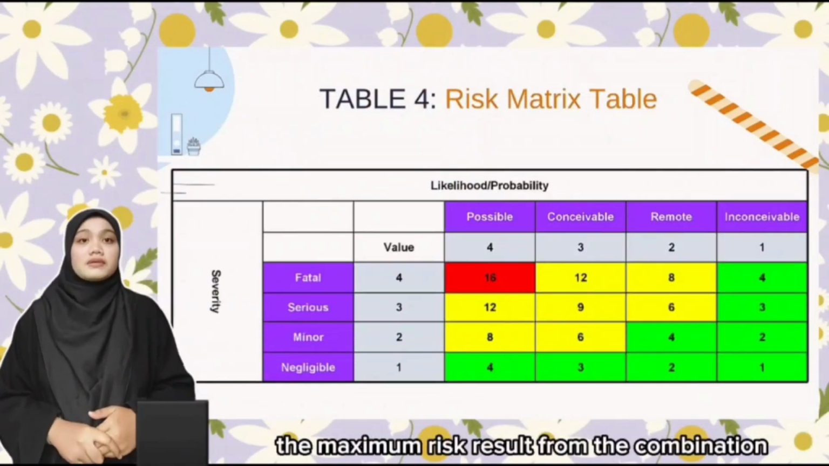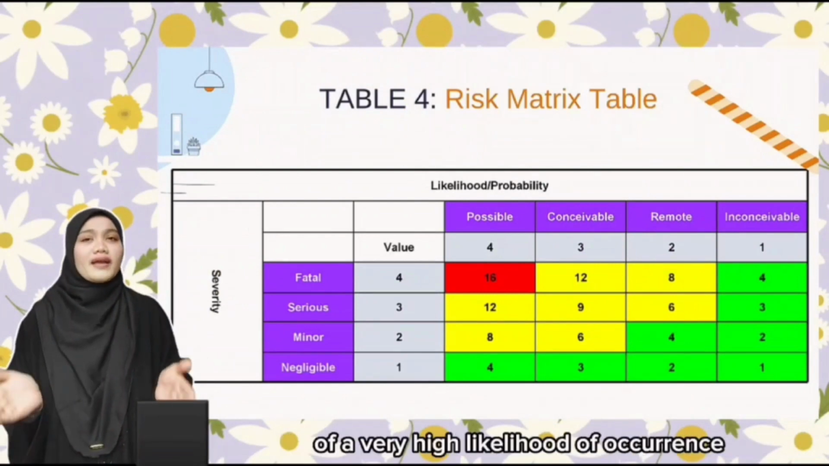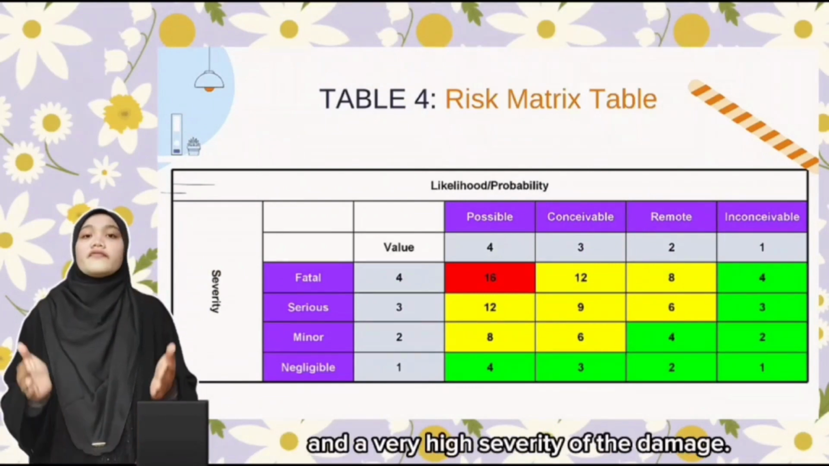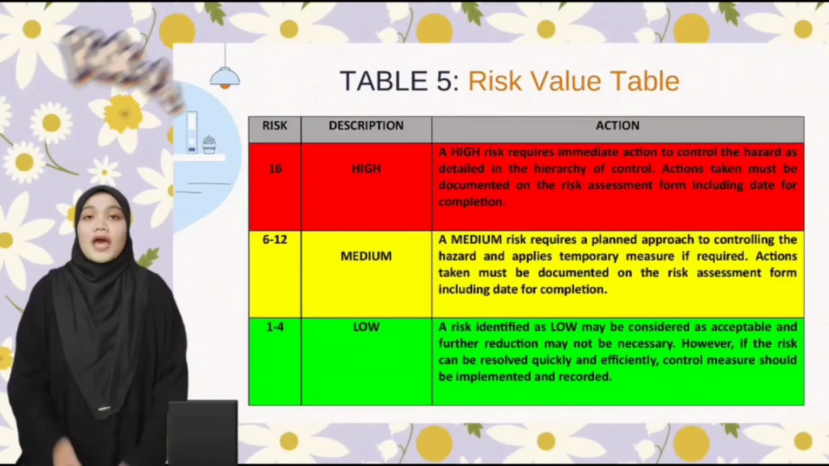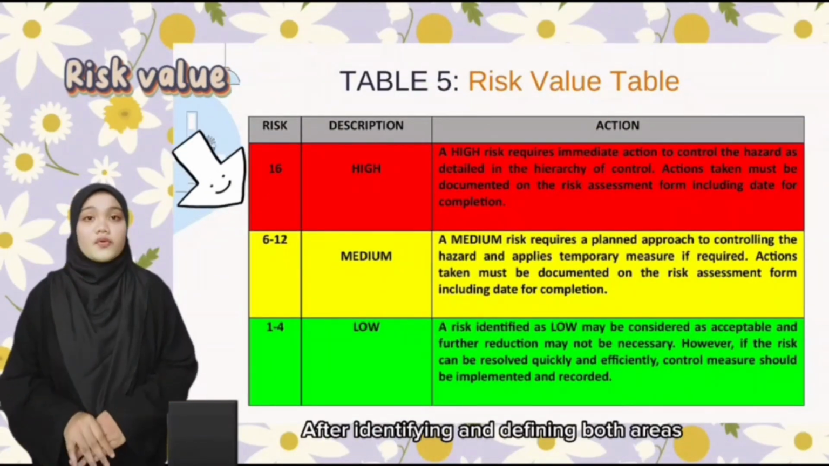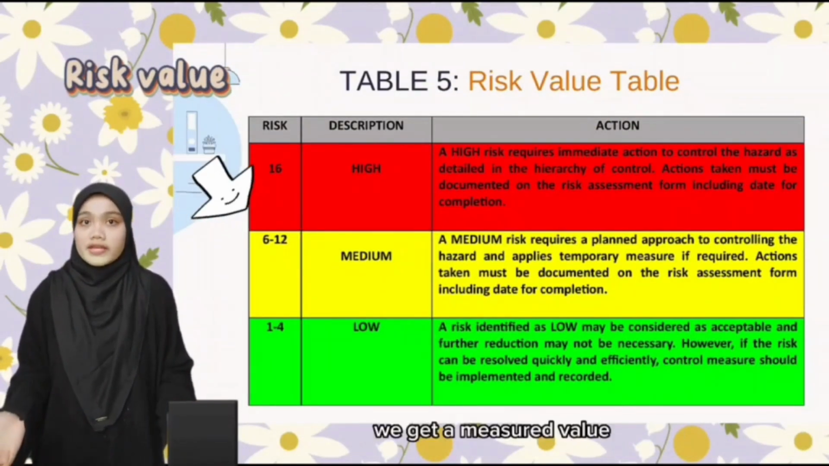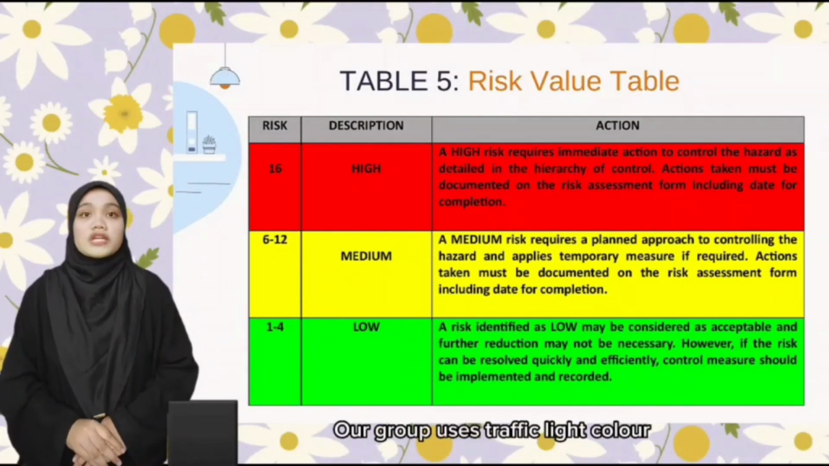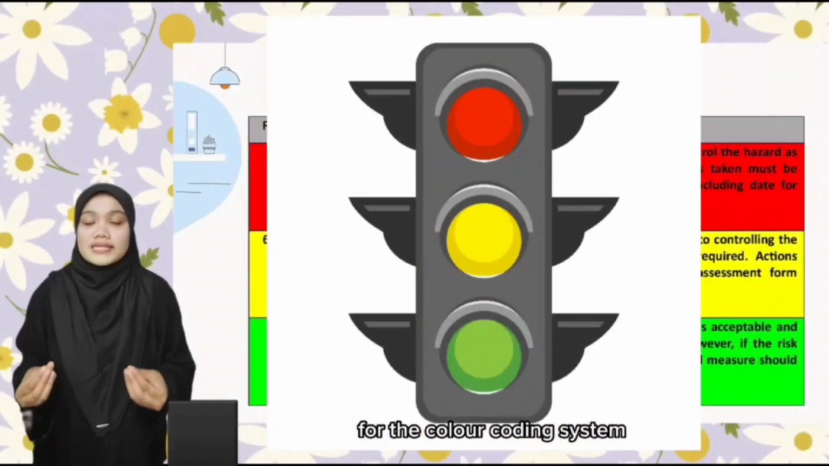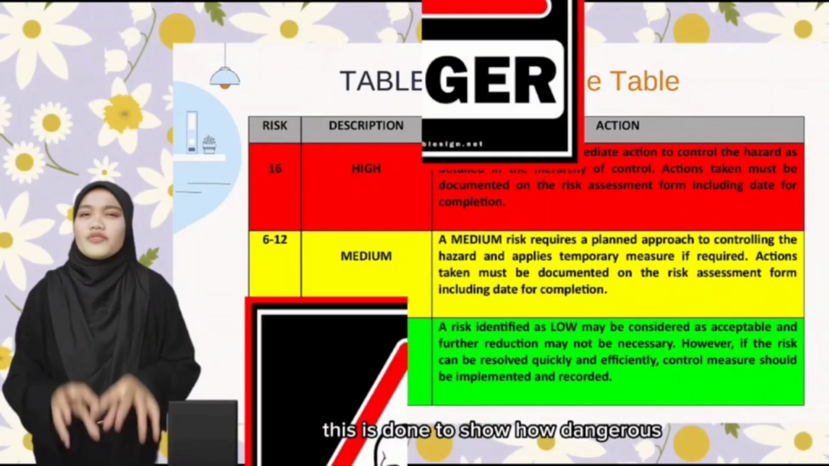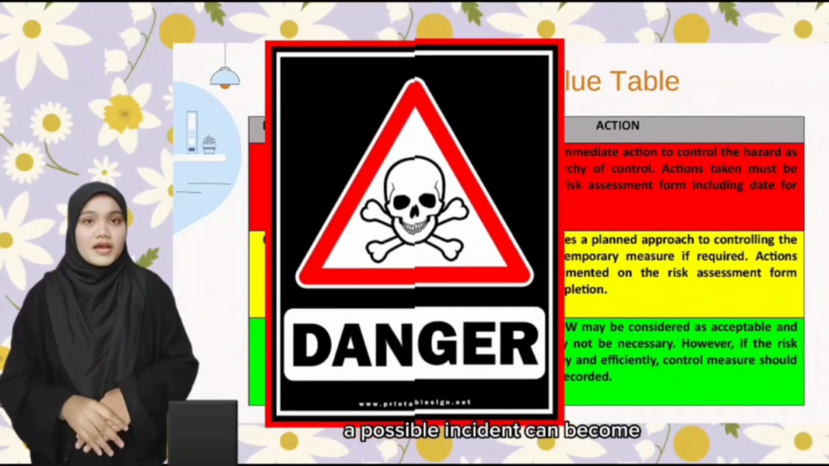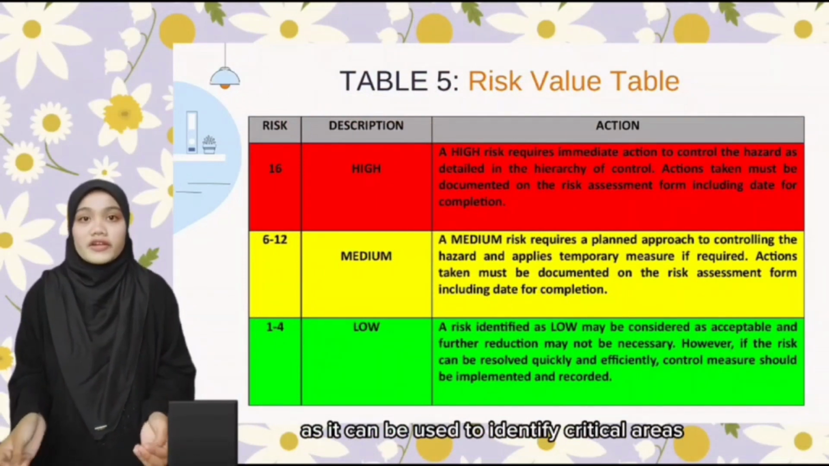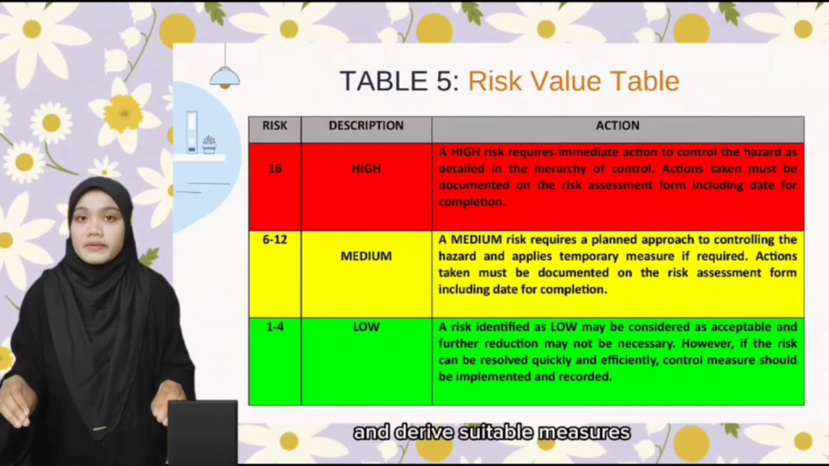The maximum risk results from the combination of a very high likelihood of occurrence and a very high severity of damage. After identifying and defining both areas, we get a measured value, also called a risk value or risk indicator. Our group used a traffic light color system for the color coding. This is done to show how dangerous a possible incident can become, as it can be used to identify critical areas and derive suitable measures.